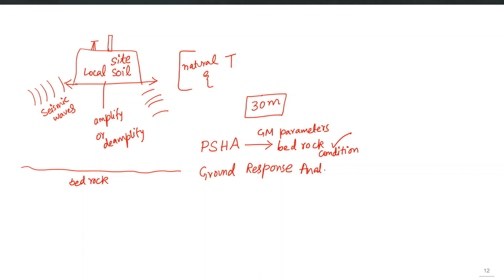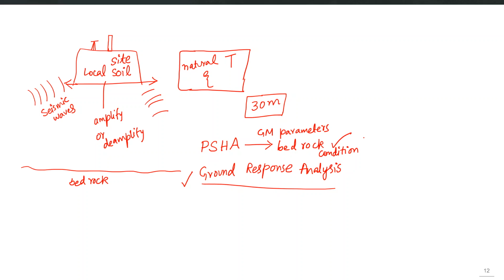As the name indicates, here you actually model the site. You model the complete site just like a structure, and based on that analysis you come up with the ground motion which is expected at the top of that local soil. So the original ground motion is given as an input in this analysis, and this will give us the output which is the ground motion at top. That ground motion at the top of the soil will be modified based on the dynamic properties of the soil itself.